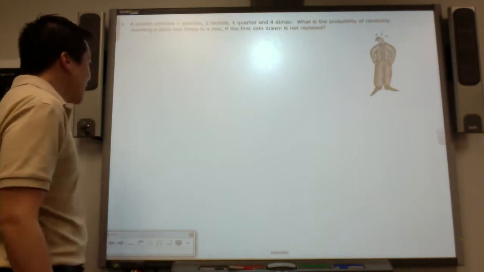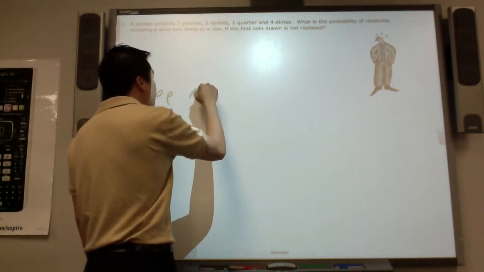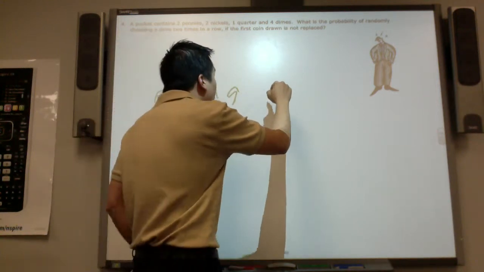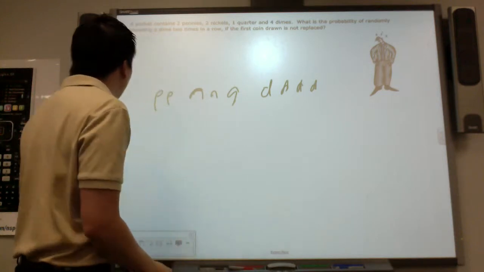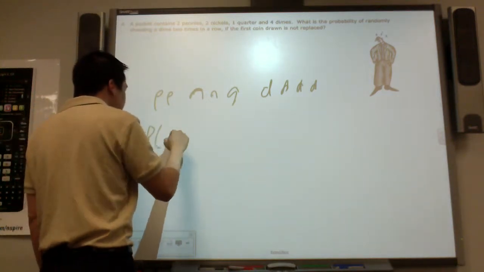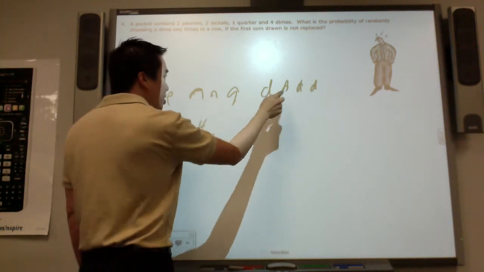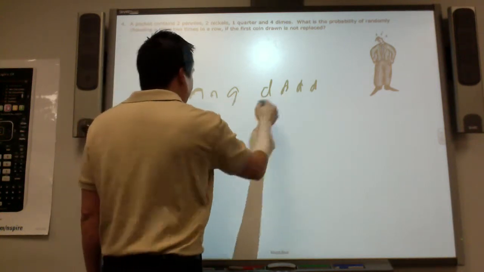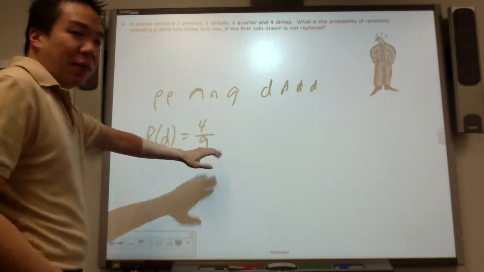And let's do our last practice. A pocket contains 2 pennies, 2 nickels, 1 quarter, 4 dimes. What is the probability of randomly choosing a dime? Let's see, there are 4 dimes out of 2, 4, 6, 8, 9. So can I break this down? No.